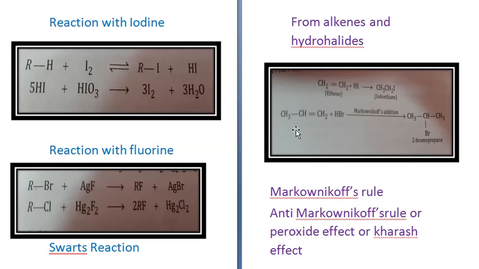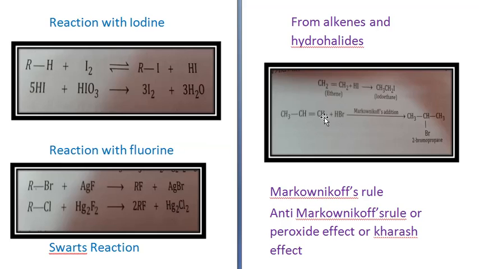Alright, for propene, when it is treated with HBr, the addition is according to Markovnikov's rule, and it is called Markovnikov's addition. Now you know what is Markovnikov's rule? Markovnikov's rule says that the negative part of the hydrogen halide, which is the halogen part, is attached to the double bond carbon which has the least number of hydrogen atoms attached to it, and hydrogen will be attached to that carbon which has more number of hydrogen attached to it.